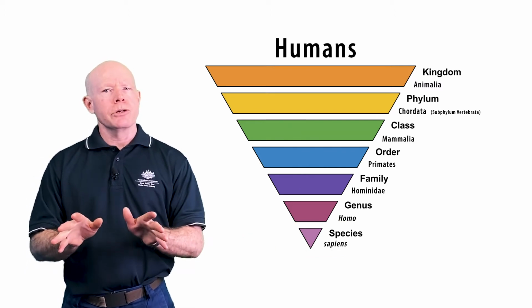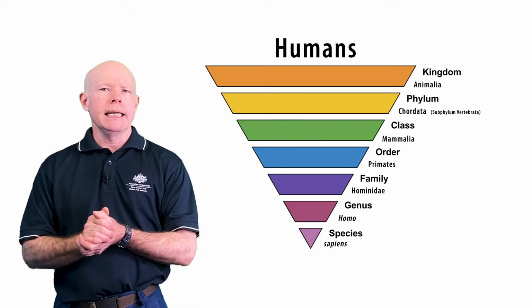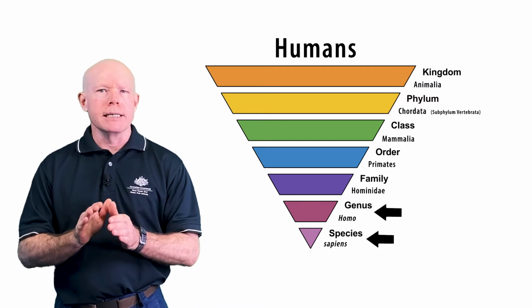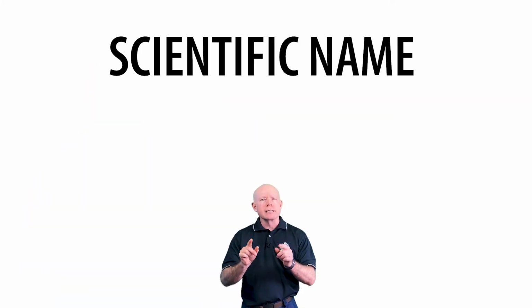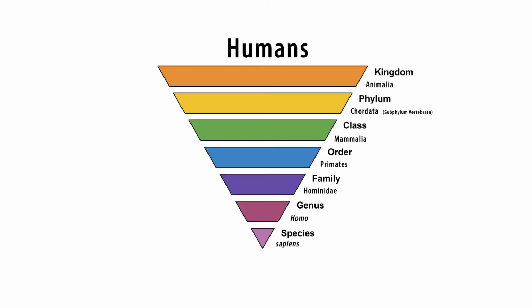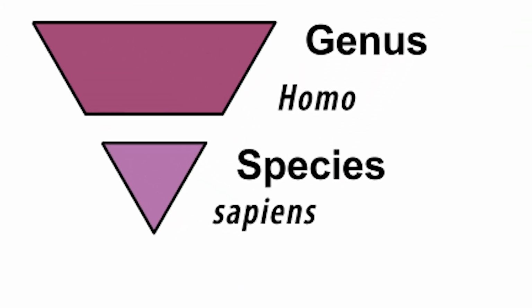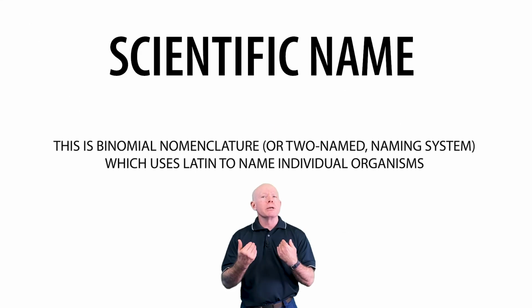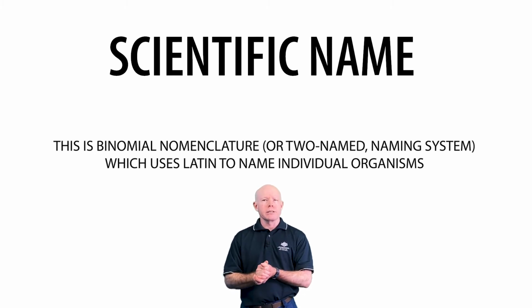These last two groups at the bottom of this hierarchy, genus and species, provide us with the scientific name we give an individual organism or reef creature. And for us humans, that scientific name is Homo sapiens. This is binomial nomenclature, or two-name naming system, which uses Latin to name an individual organism.